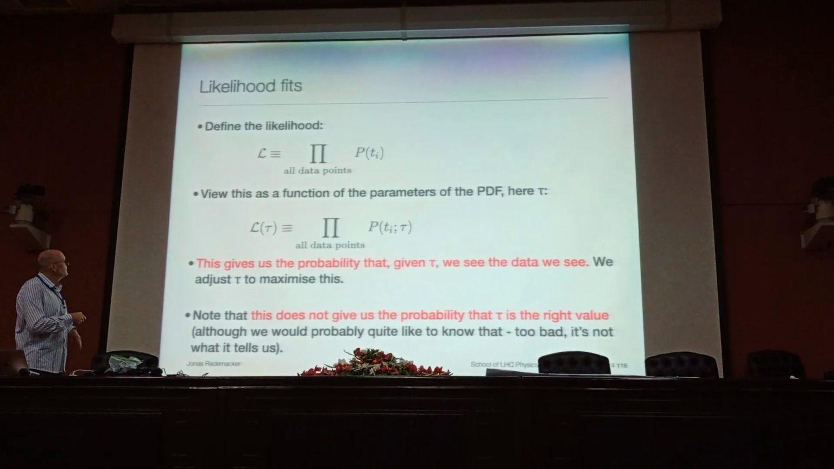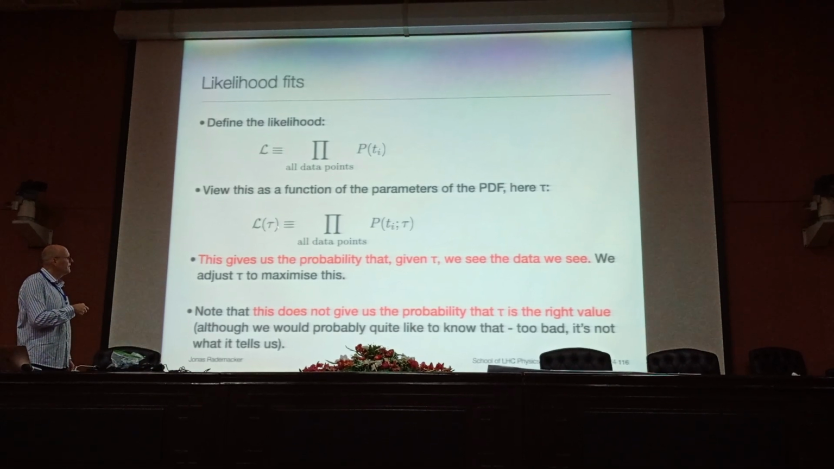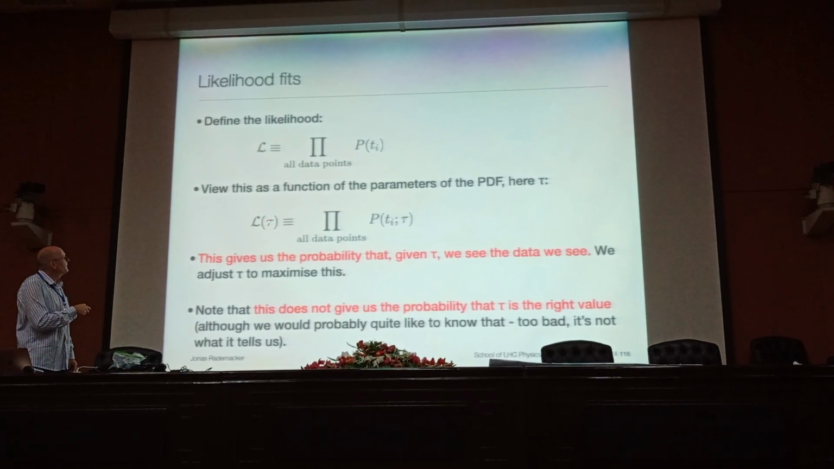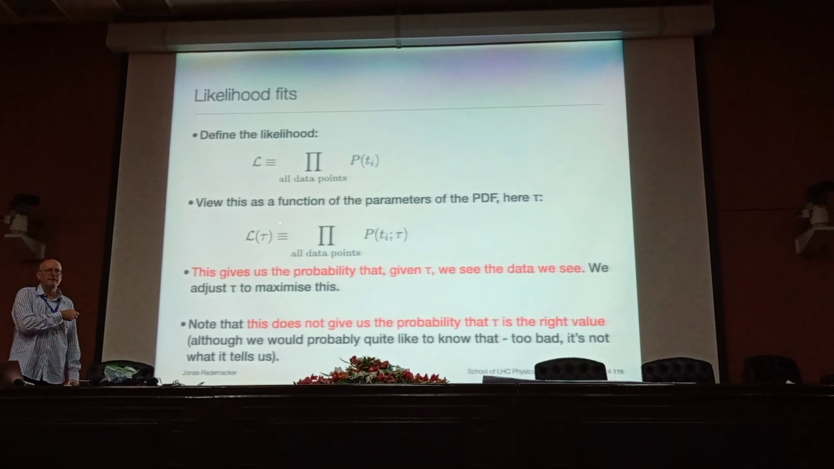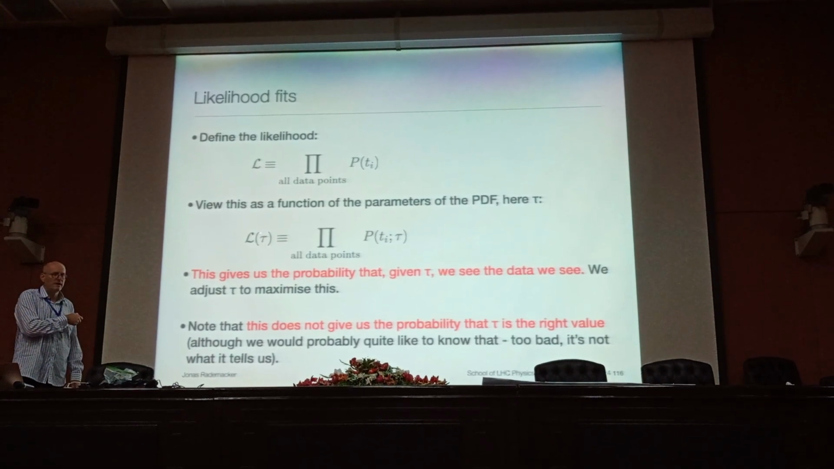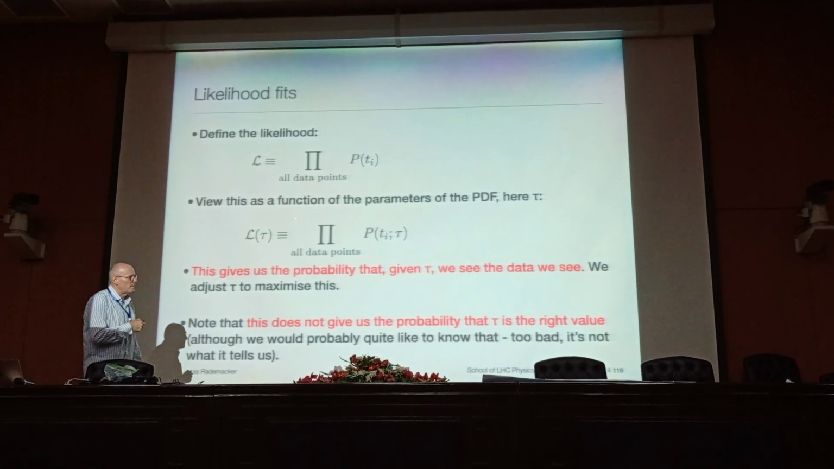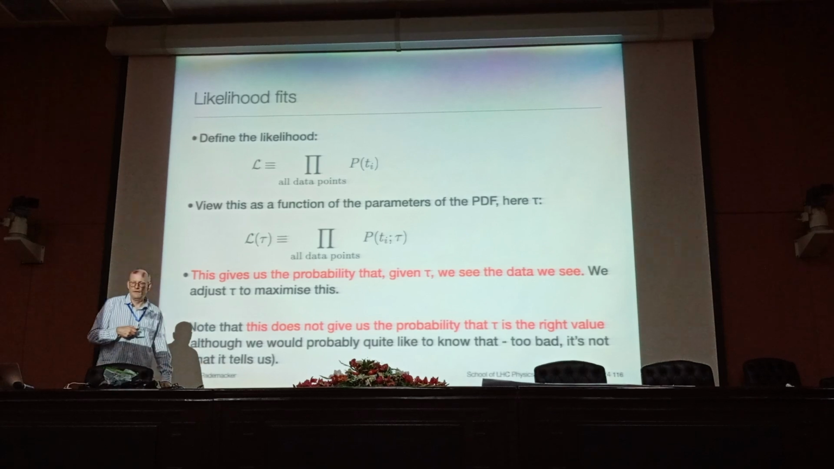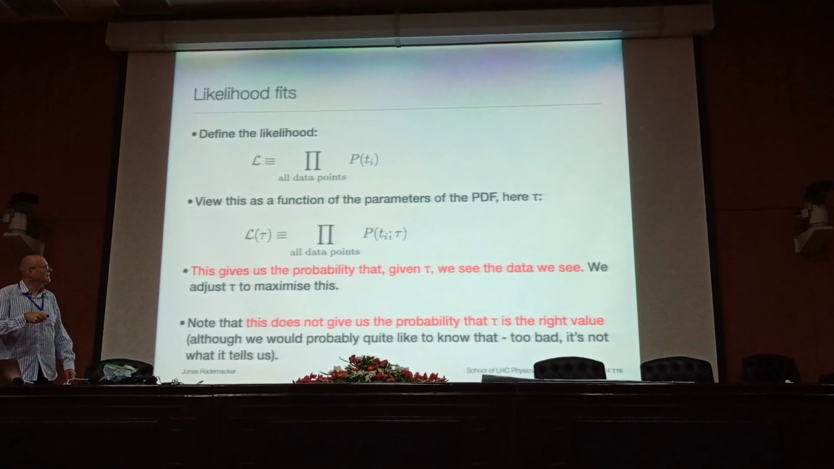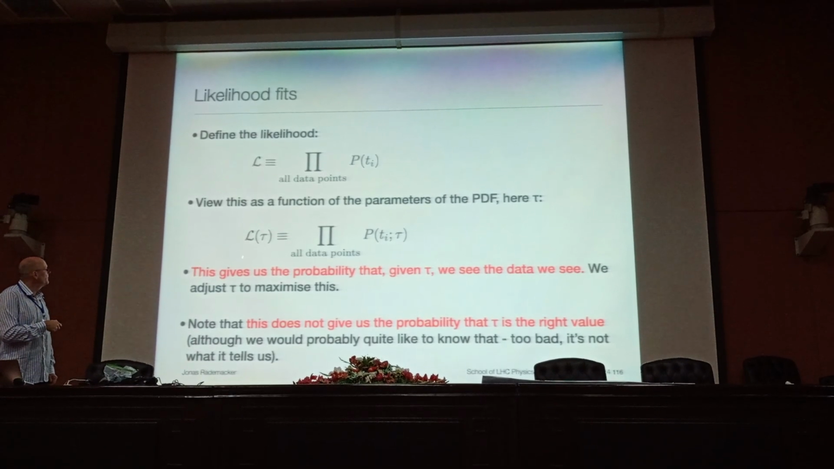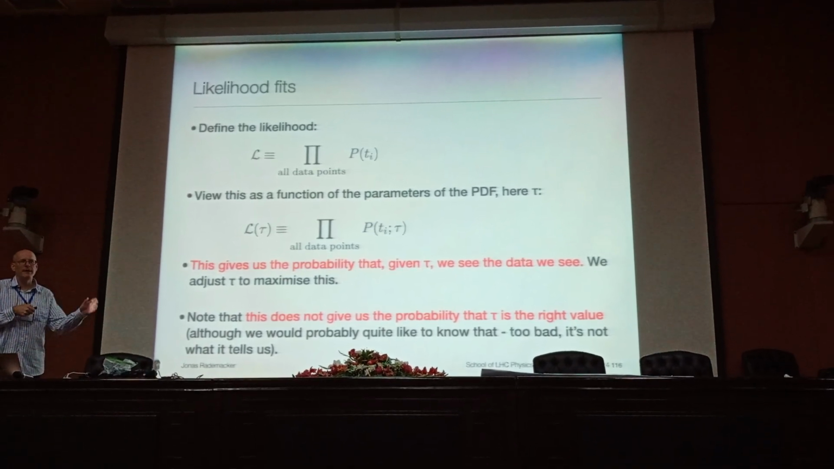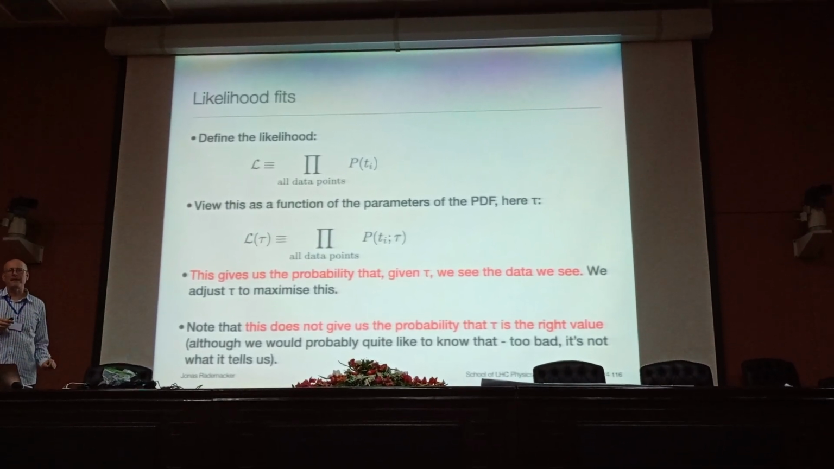I reinterpret this. I mean, it is still the same thing. I've not done anything to it, but I reinterpret it as a function of my parameter rather than a function of the data. And this I call likelihood. So the probability to see the data given my parameter, that's seen as a function of the parameter. It's called the likelihood. And I maximize this. I wiggle my parameter until that's maximum.